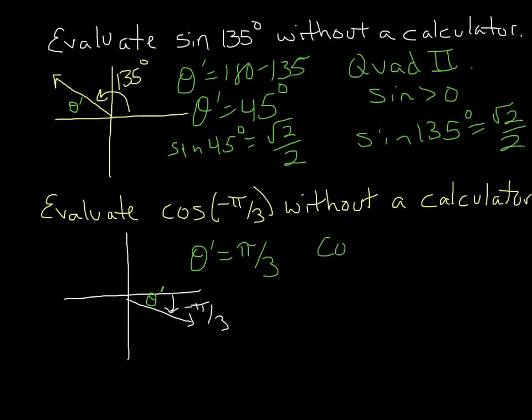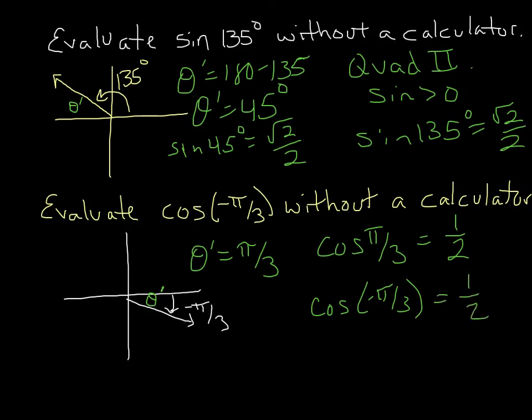So I need to be thinking, what is cosine of pi over 3? The cosine of pi over 3 is going to be 1/2. But since negative pi over 3 sits in the fourth quadrant, what is the sign of cosine in the fourth quadrant? The cosine is still positive, so the cosine of negative pi over 3 is also positive 1/2. So we use the reference angle to take it back to something that we already know, and then we just put the appropriate sign on our answer depending on the quadrant that our angle is sitting in.